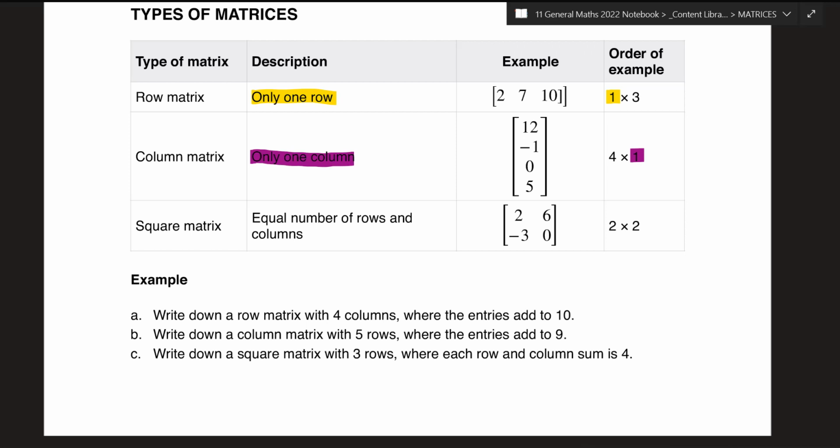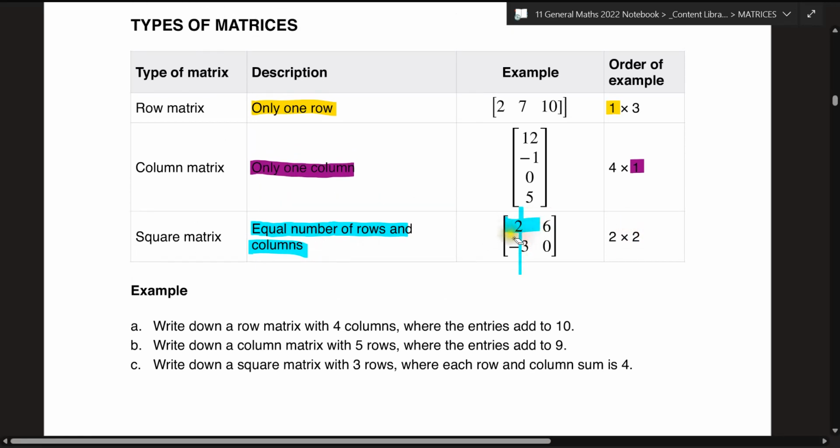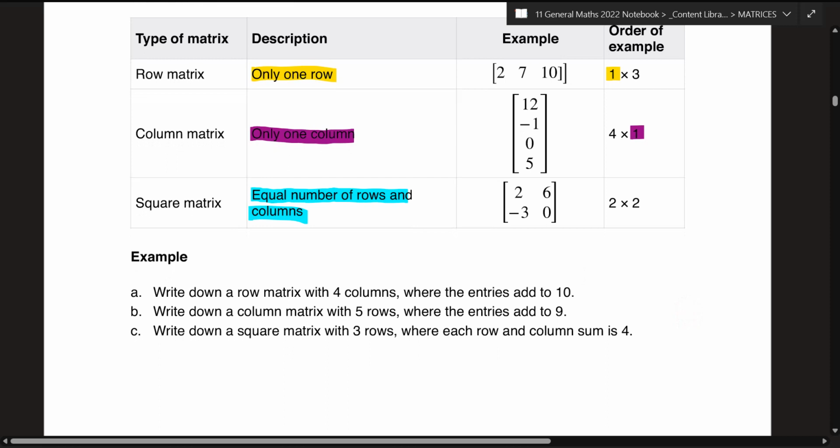Now, the other special type of matrix is your square matrix. As it suggests, a square matrix looks like a square. If you think about a square, it's got equal lengths and widths. Therefore, with a square matrix, it's an equal number of rows and columns. It could be, like for this example, a 2 by 2 matrix, because it's 2 rows and 2 columns. It could be a 3 by 3, 4 by 4, 5 by 5, 6 by 6. All of those are examples of a square matrix. So those are your three special types of matrices.